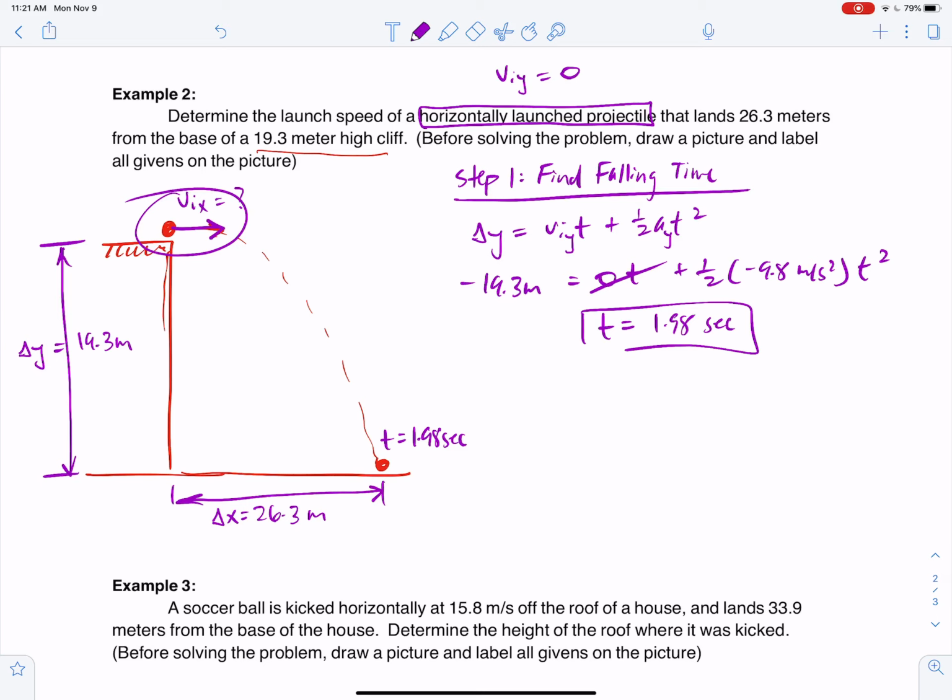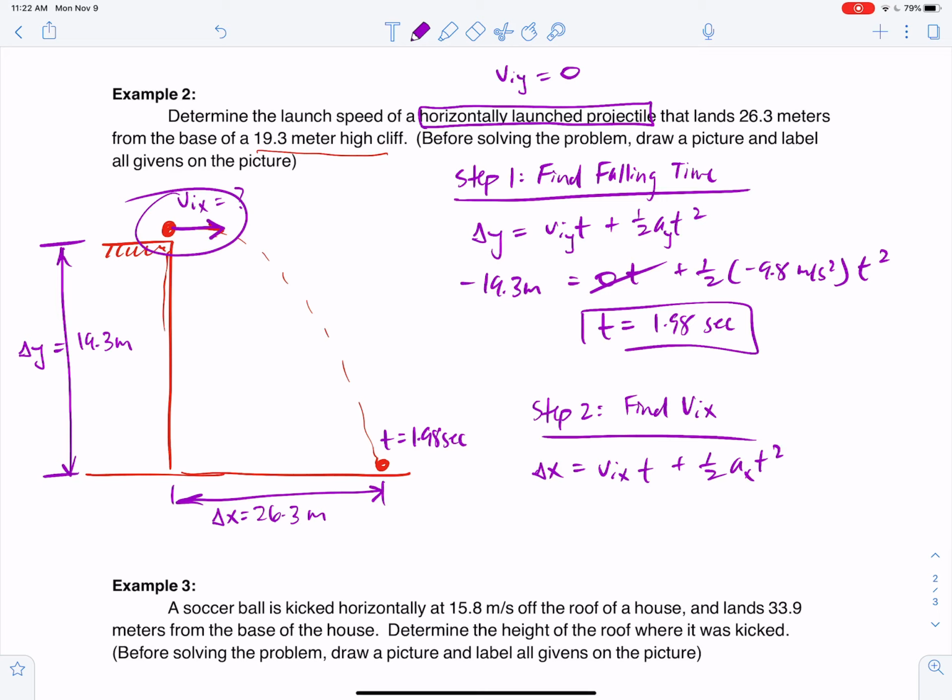Let's try. Step 2. To find v initial x, right? The initial horizontal velocity of this projectile. We're going to use the fact that delta x equals v initial x times t plus 1/2 a t squared.